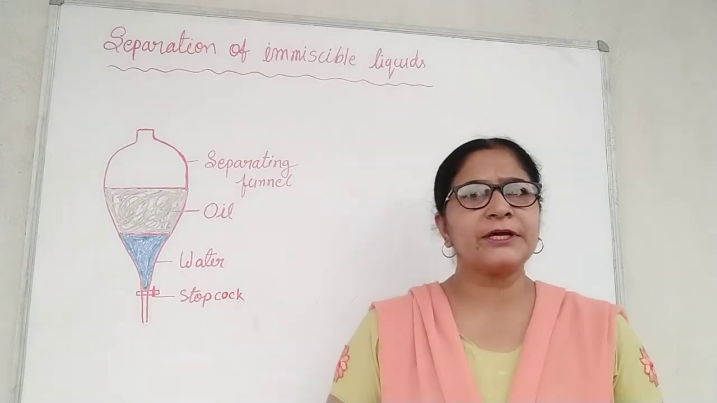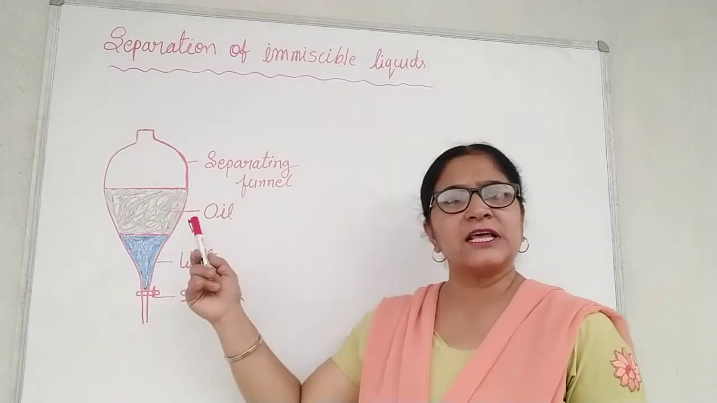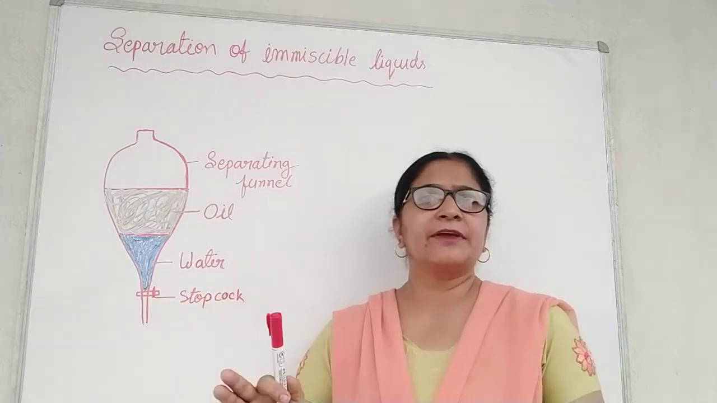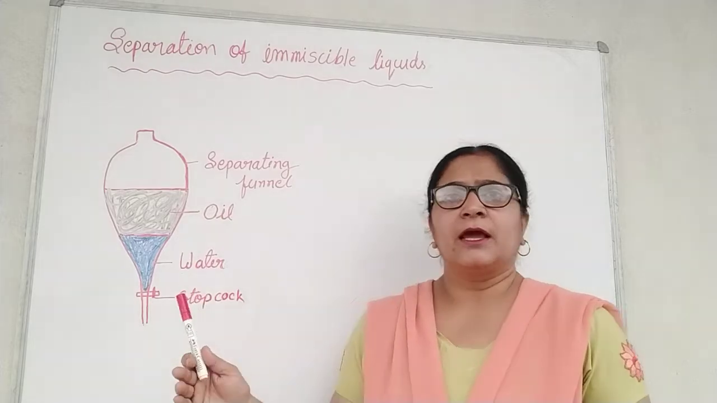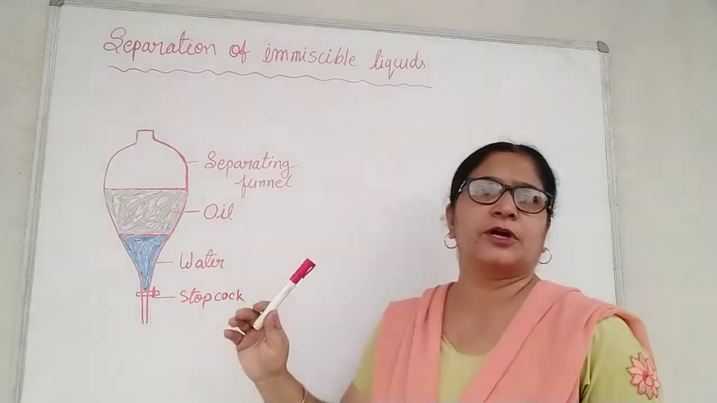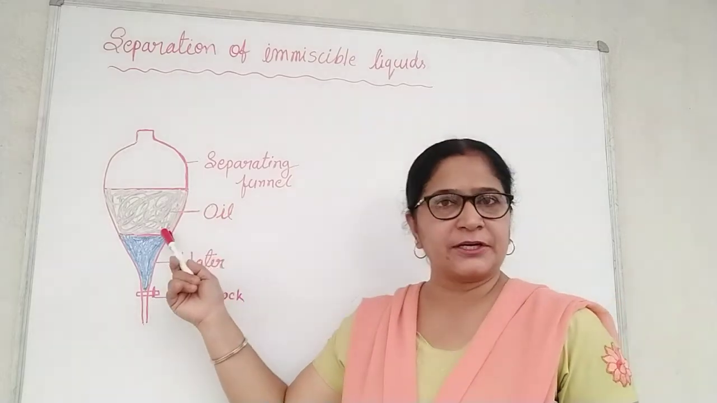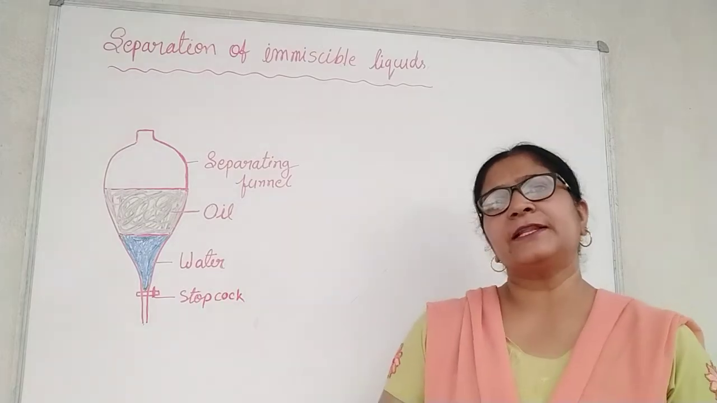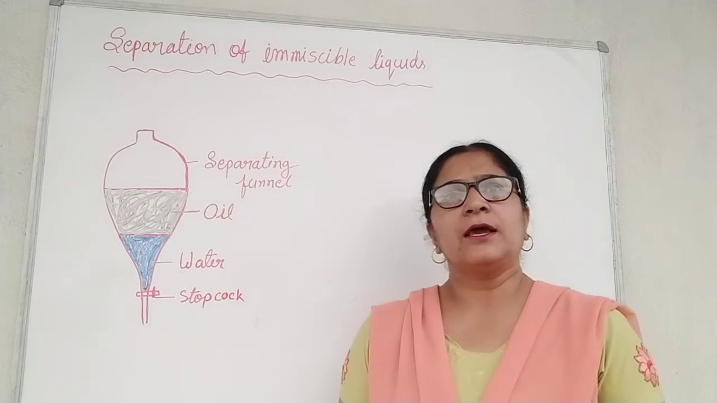So what we can do is put this in a separating funnel. Okay students, this is a separating funnel. We keep this for some time. After some time you see that oil will go up and water will come down. Why? Because oil is lighter, it will float on the water. If you leave it for some time, you see separate layers of oil and water.